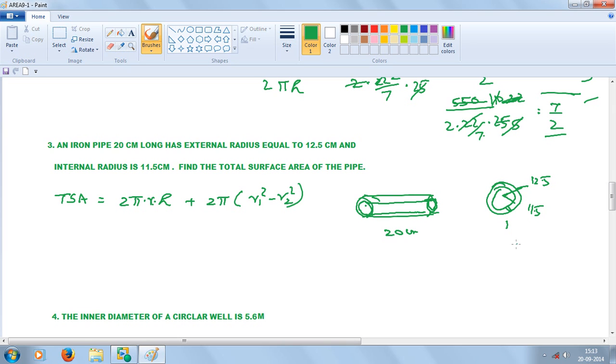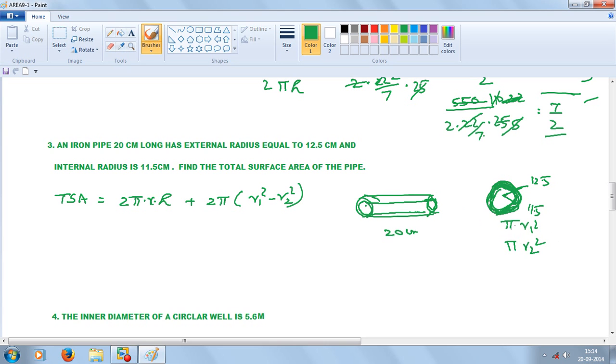What is the total area? First let us take the total area of the bottom: pi into r1 square. The total area of the inner circle is pi r2 square. So we get the width of this pipe, which is 1 centimeter only. Just for the sake of understanding I am putting outer diameter, inner diameter. So we will know the area of the pipe at the bottom. Similarly at top.